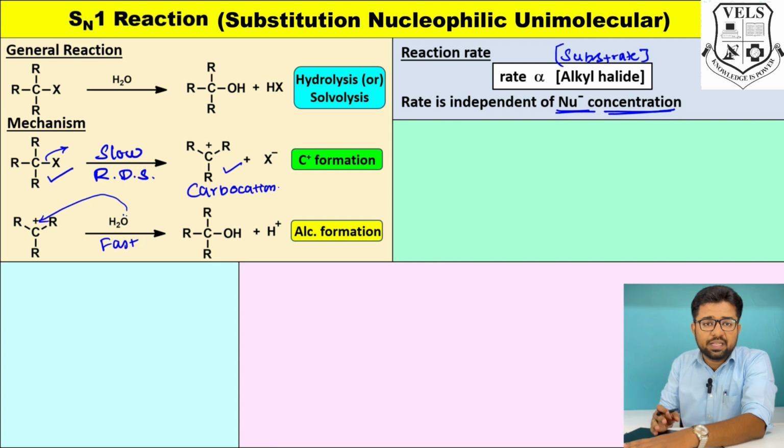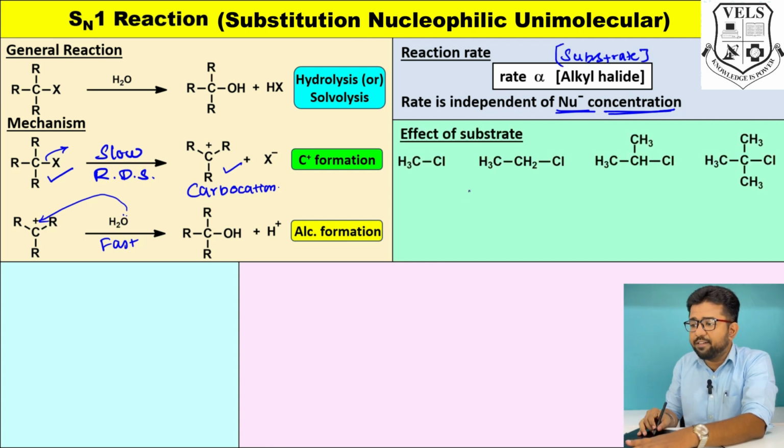Now let us discuss the effect of substrate in SN1 reaction. For that purpose, I have given 4 molecules here. The first molecule is known as methyl chloride, the second molecule is called ethyl chloride, the third molecule is called isopropyl chloride, and the fourth molecule is called tertiary butyl chloride.